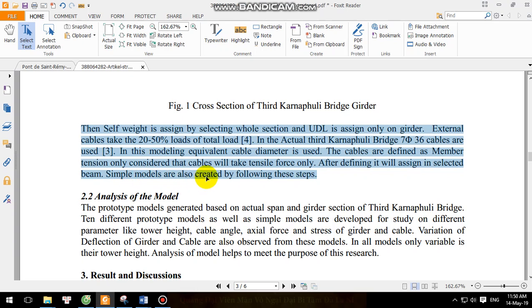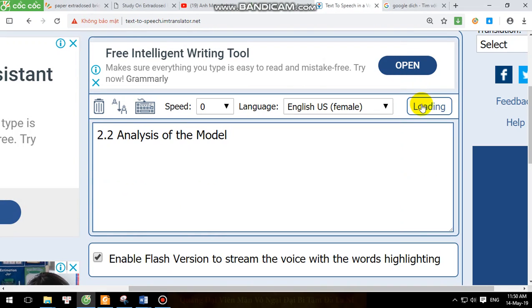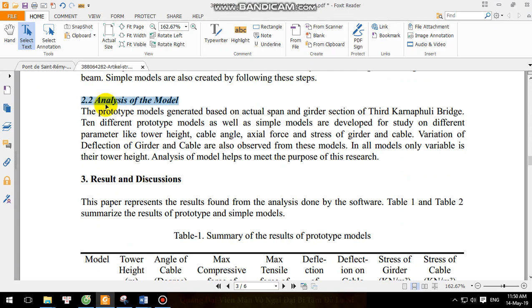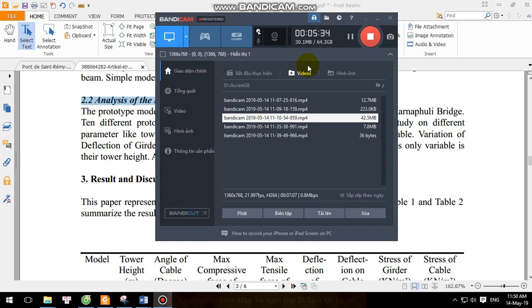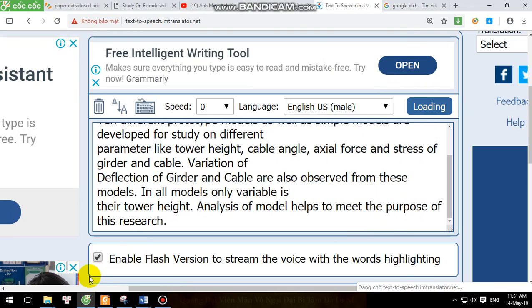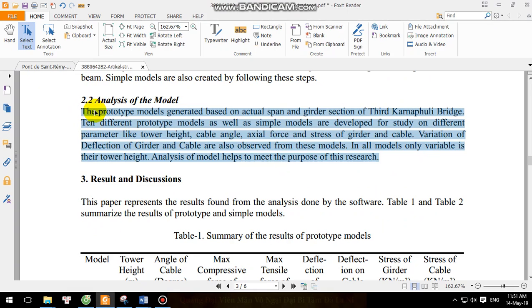Simple models are also created by following these steps. 2.2 Analysis of the model. The prototype models are generated based on the actual span and girder section of the third Karnaphuli Bridge. 10 different prototype models as well as simple models are developed for study on different parameters like tower height, cable angle, axial force and stress of girder and cable.